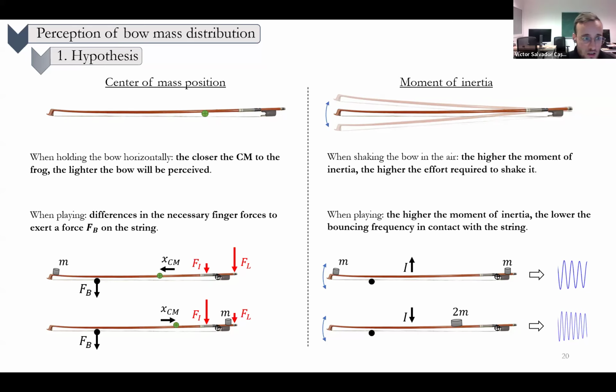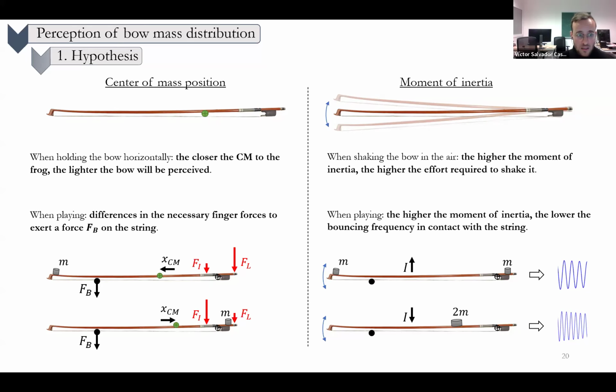So the center of mass, we made this hypothesis based on 2 situations: when holding the bow horizontally and when playing with the bow. First, when we just hold the bow horizontally, like when we are going to attack one string in pianissimo at the tip, we have to do this to hold the bow horizontally, for example.